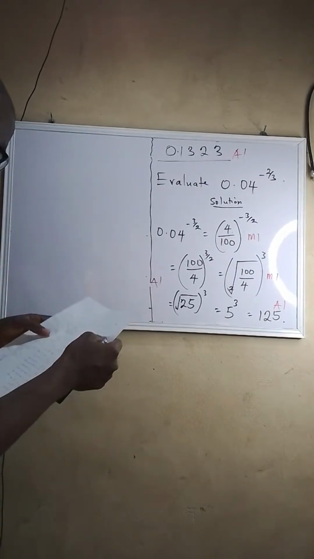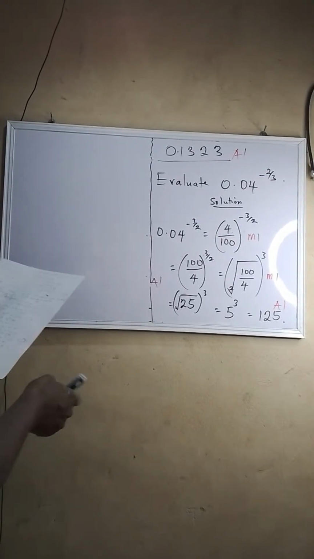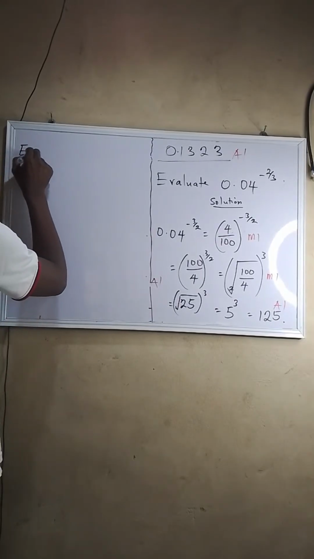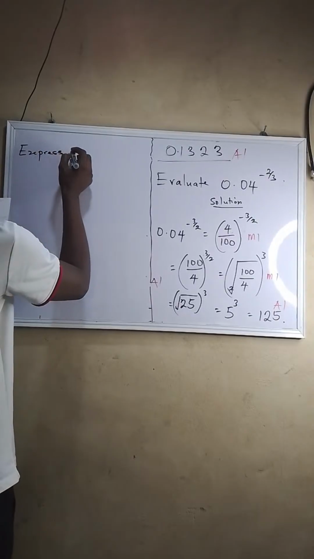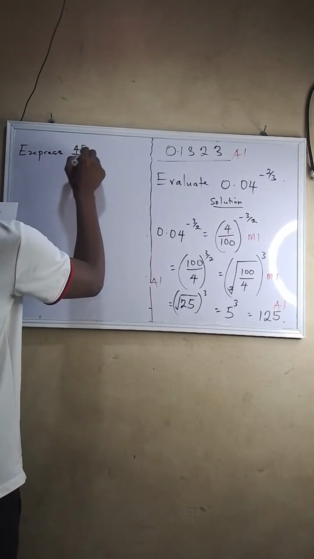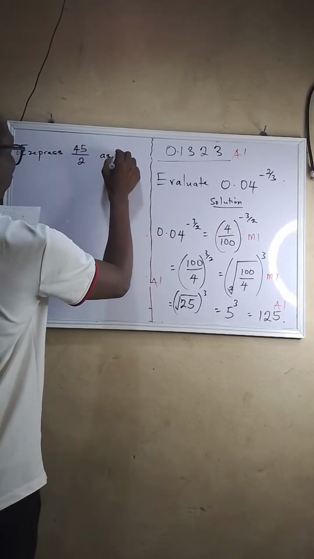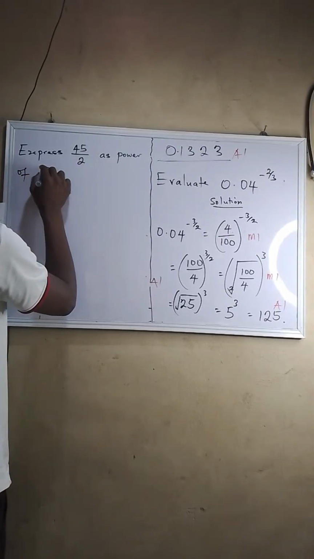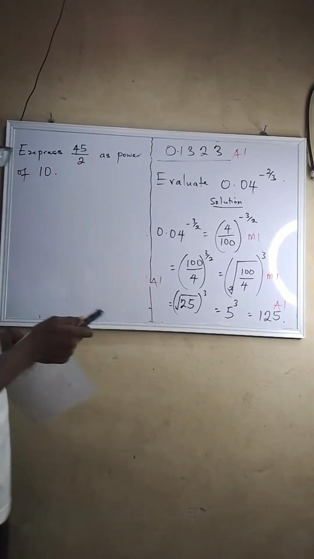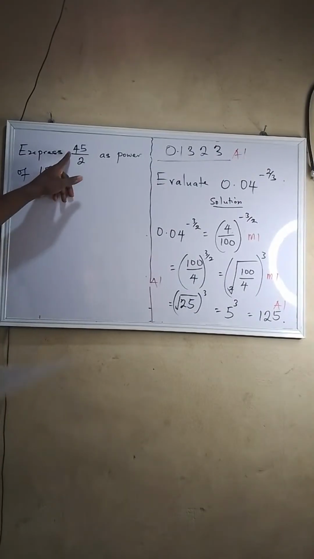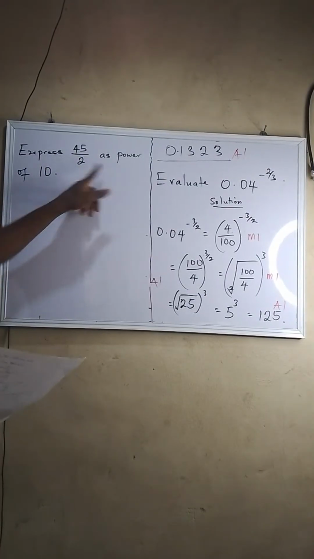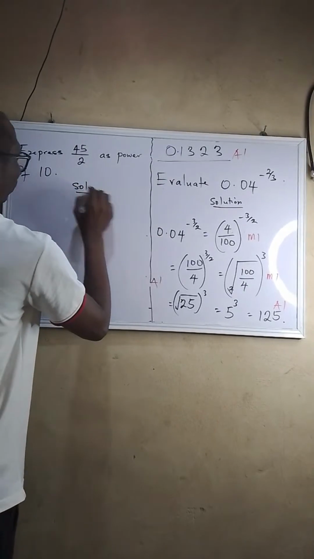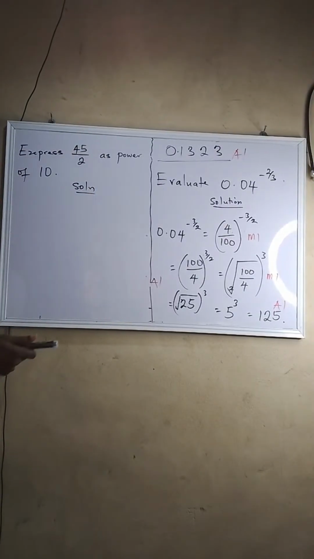Okay, now the next question I have here is under logarithms. Express 45 over 2 as a power of 10. So here's the question. Express 45 over 2 as a power of 10. Now, how do we solve this problem? The first thing to do is to express this in decimal form.